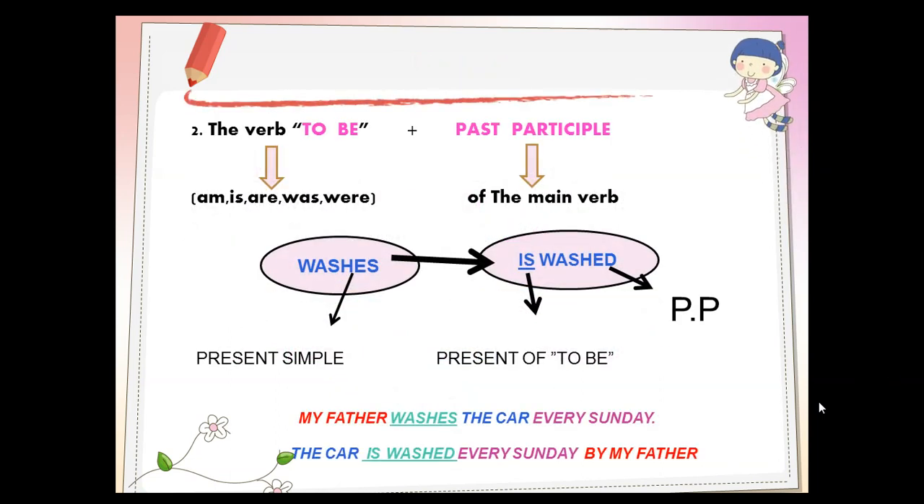The second thing that you have to pay attention to is the verb itself. To form a verb in a passive sentence, you need to use is, are, or am in the present, or was or were in the past. In other words, it's the verb to be plus the past participle of the main verb. For example, in our sentence, my father washes the car every Sunday, the verb is washes. It's in the present simple. So we need to change it into is washed or are washed. In this particular sentence, we need is because the car is singular. It's just one car.